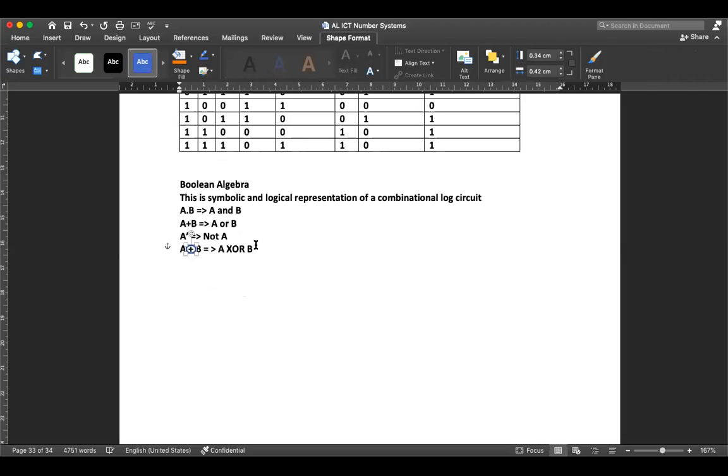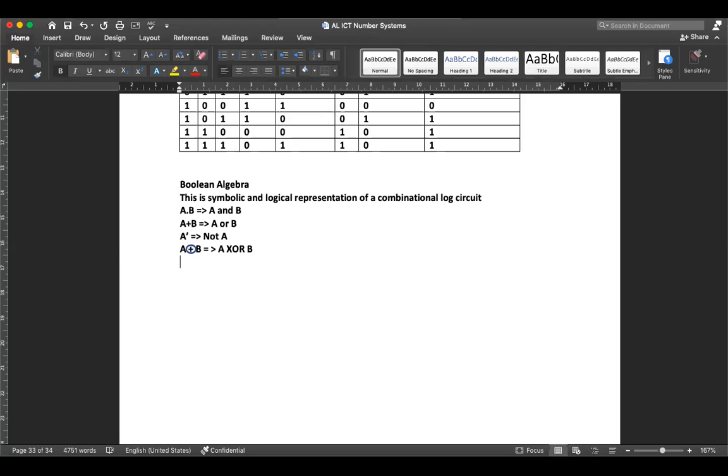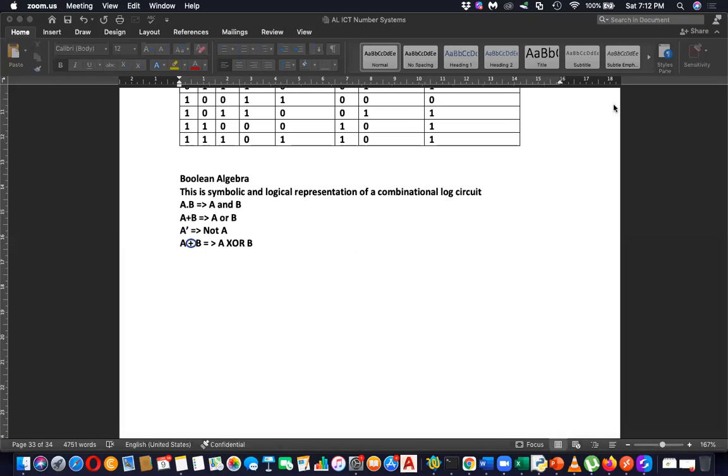Please write this down. In Boolean algebra, you represent A or B, A and B, not A, and A XOR B. Right, finish writing.